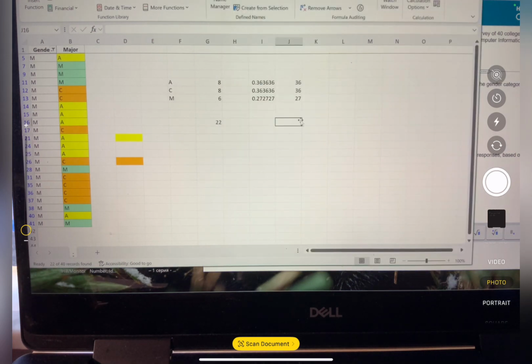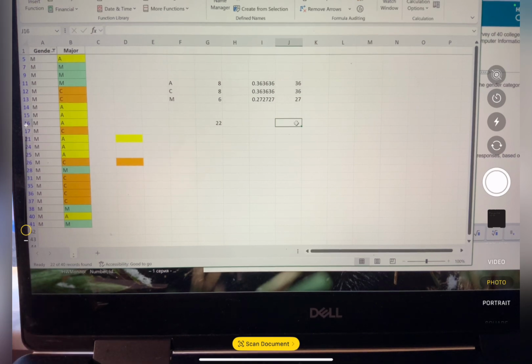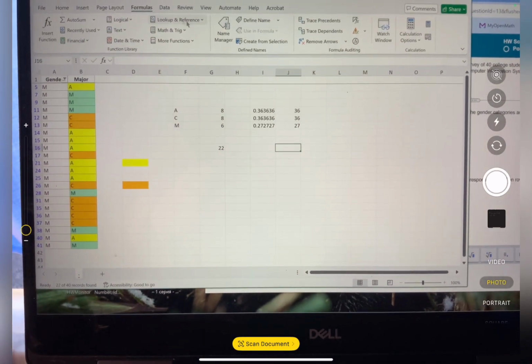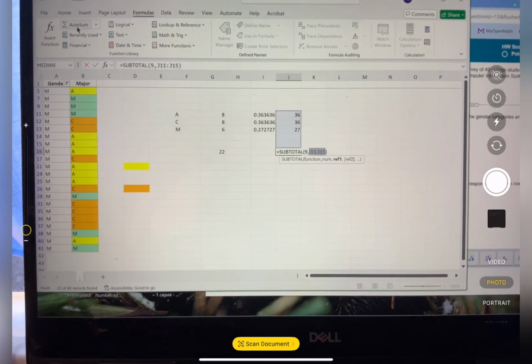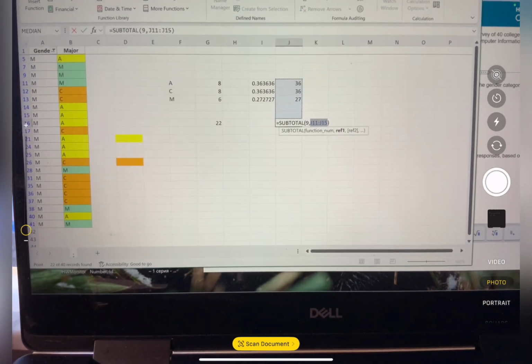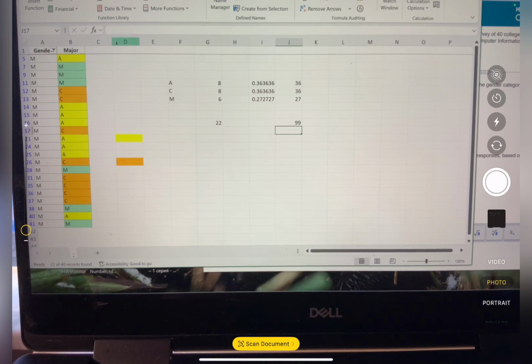Let me calculate total. I am going to my formula, okay, and click this. All right, click enter. I got 99%. Well, it should be 100%. This is a matter of rounding, looks like. And I have no clue which one they will round, because we are off 1%.